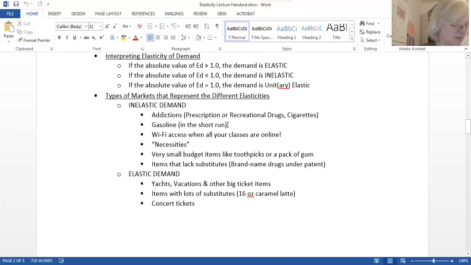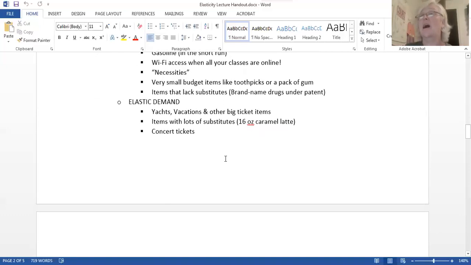Okay. So in some cases, items like that lack substitutes, where there's a monopoly, you will see more inelastic demand for those products, but not always. Okay.